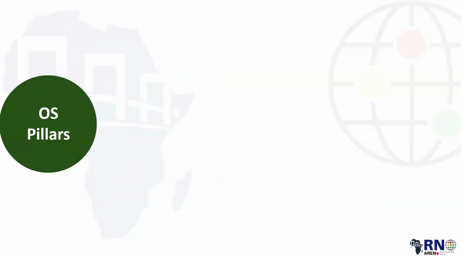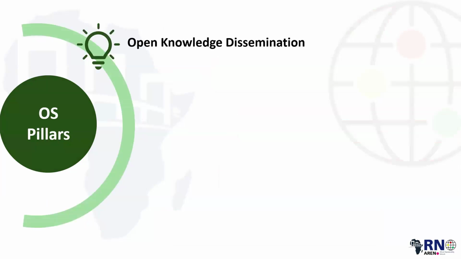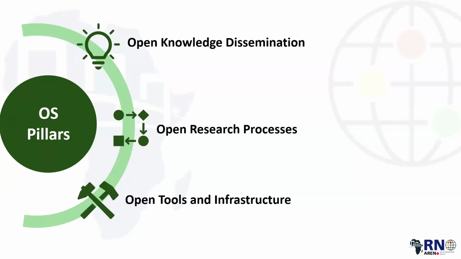And now we move to the open science pillars. As we said, these are the core components of open science. They could be categorized under open knowledge dissemination, open research processes, and open tools and infrastructure.